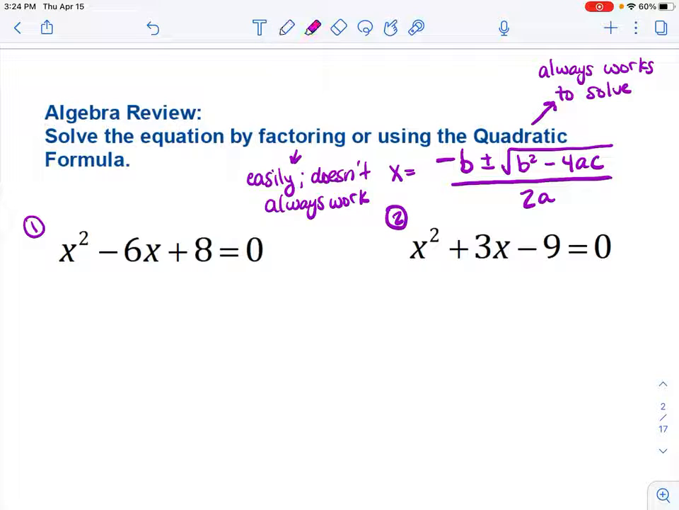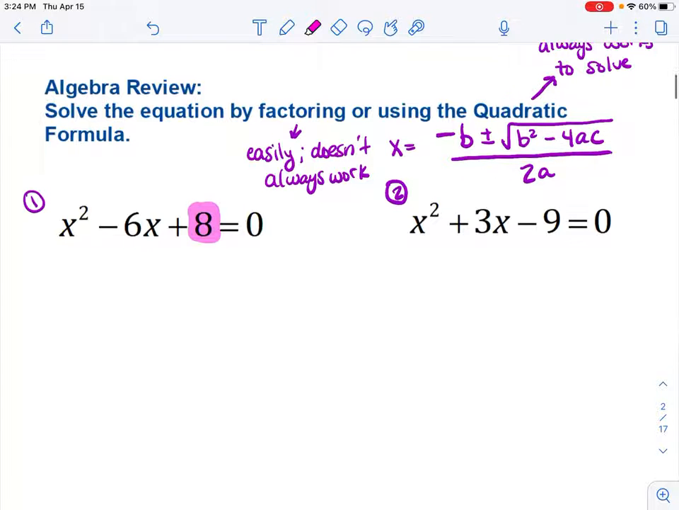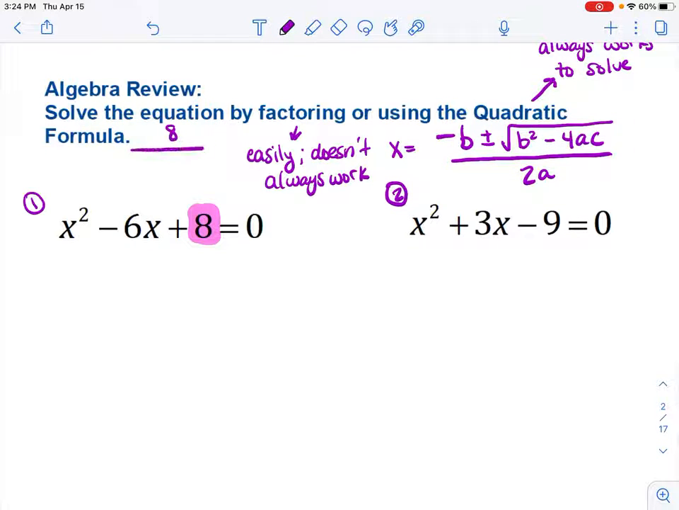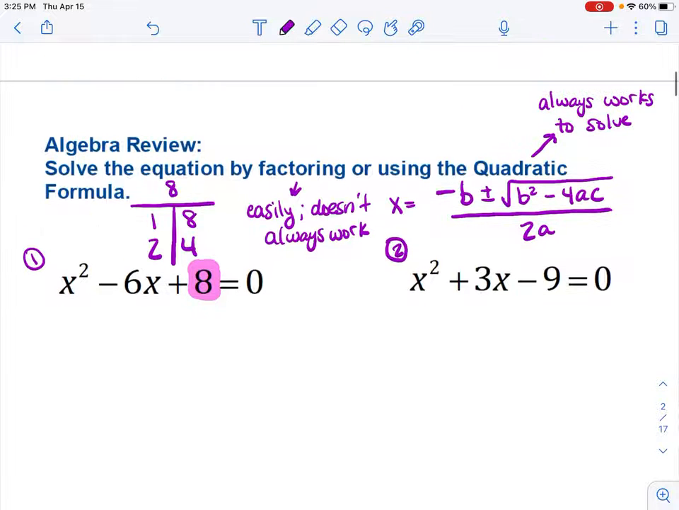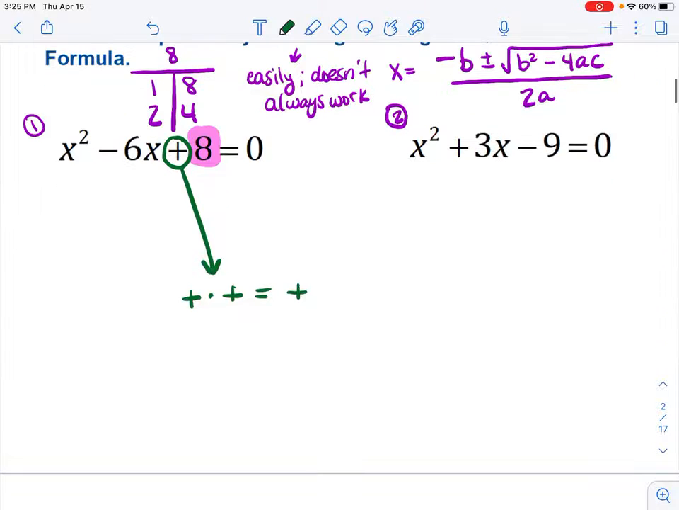So I like to say that we need to find the factors of 8. So the factors of 8 are 1 times 8 is 8 and 2 times 4 is 8. And then we look at the sign in front of the 8. It's addition. Now, real quick, if it is addition, this means that both factors, either 1 and 8 or 2 and 4, have to be positive, so that when you multiply them it is positive, or they both have to be negative, so when you multiply them it is positive.